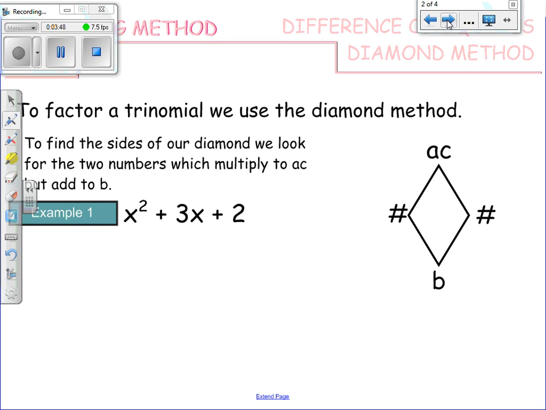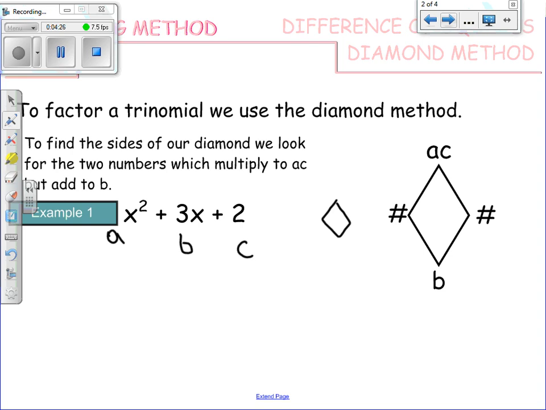Okay, let's move on to actually factoring trinomials. So to factor a trinomial, there's a lot of different methods, but we're going to use what's called the diamond method. So you're going to draw a diamond. On the top of the diamond, you're going to write A times C. What's A? A is right here. B is right here. C is right there.